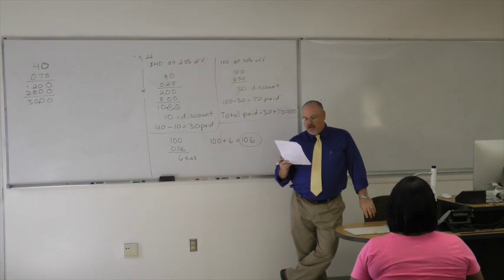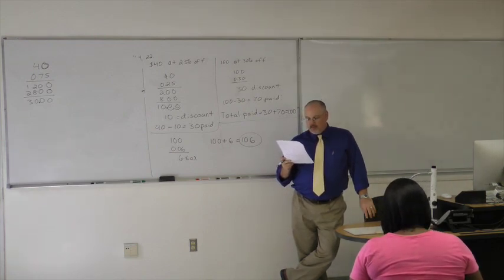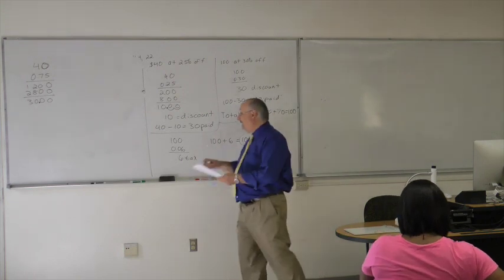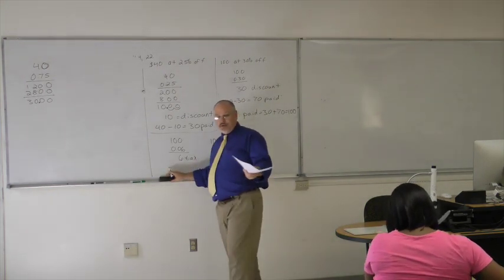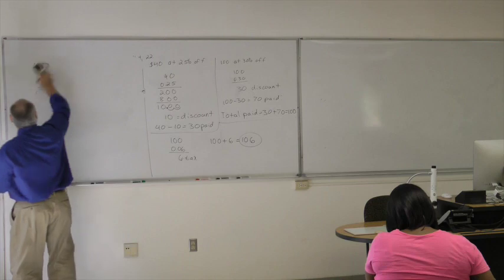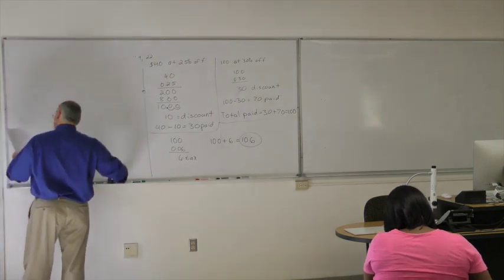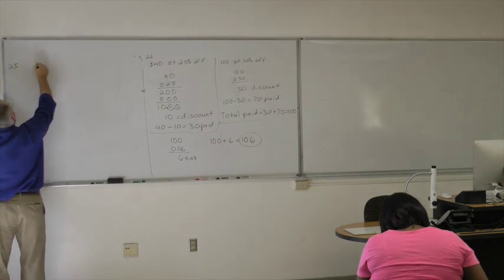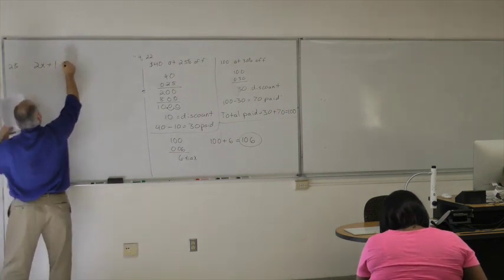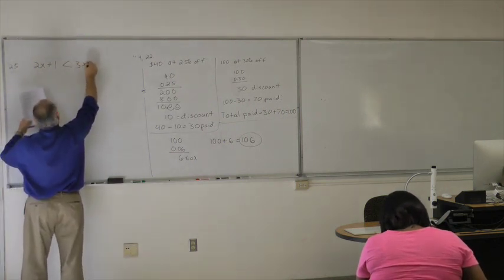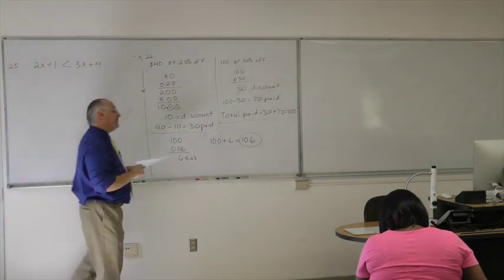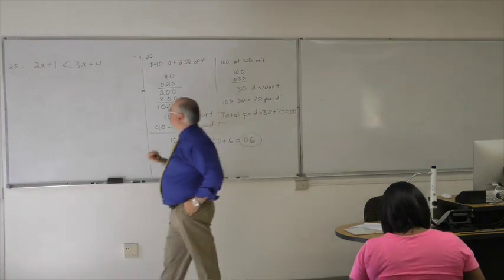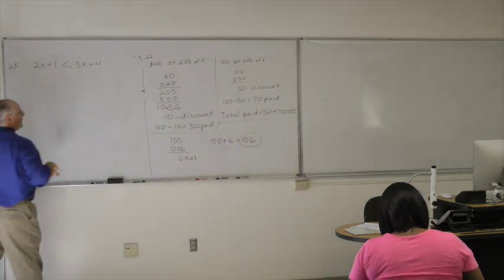All right, questions on the inequalities? Yes. 25. Is it the interval notation that kind of worries you? All right, so 25, we have 2x plus 1 is less than 3x plus 4. This is a good one for us to practice. And I'm going to do this one two different ways. So again, I like to focus on the variables.